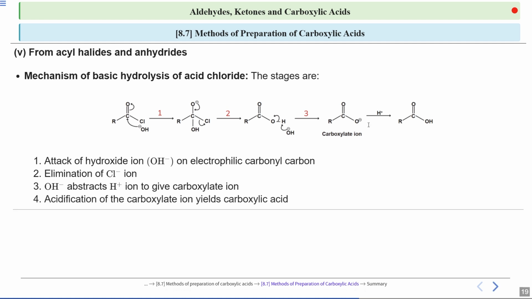Now finally we will see there will be acidification, which will yield the carboxylic acid. So you are adding a proton to a carboxylate ion, which results in the formation of the carboxylic acid. Okay, so first is the attack of hydroxide ion, then there is elimination of Cl, then OH minus ion abstracts H plus to give you a carboxylate ion, and then there is acidification of this carboxylate ion to give you the corresponding carboxylic acid.